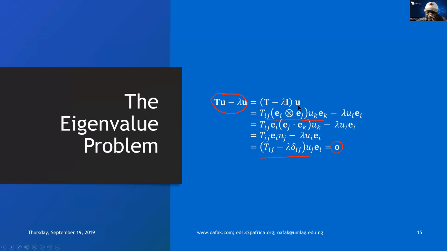Now, why can't I just say it's equal to T minus lambda in the parentheses, applied to u? That's the question again. Why don't I just have T minus lambda in the parentheses?